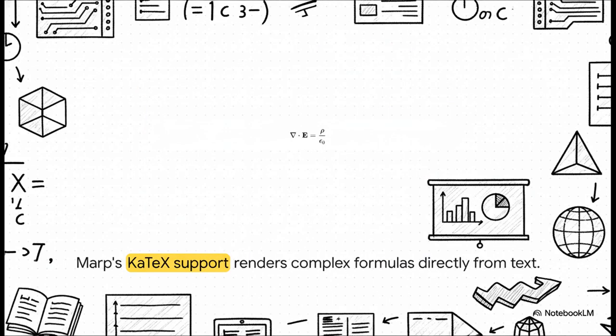And for any of you who have to do technical presentations, this is an absolute game changer. Marp has math typesetting built right in. You can just write complex LaTeX equations directly in your text, and they show up on the slide looking perfectly crisp and beautiful, something that's a real pain to do in most other tools.